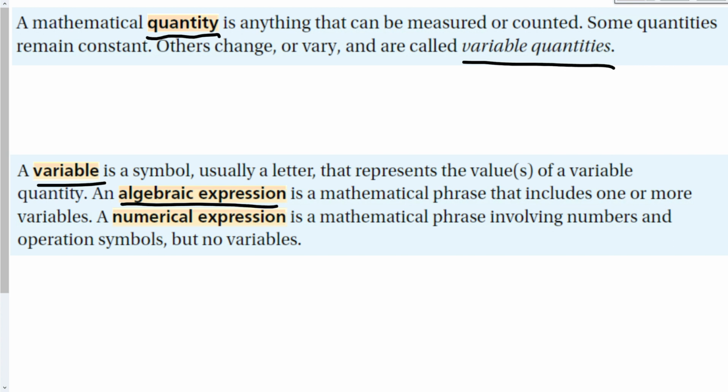So we have two types of expressions. The first is an algebraic expression, which is a mathematical phrase that includes one or more variables. And the second is a numerical expression. This is a mathematical phrase involving numbers and operations, but no variables. So an algebraic expression would be something like 2x + 3. It's got an operation, it's got the variable x, and it's got some other numbers going on there. A numerical expression would be something like 2 + 3 = 5. That has no variables. None of those numbers ever change. It can have the operation symbol like the plus, but no variables.